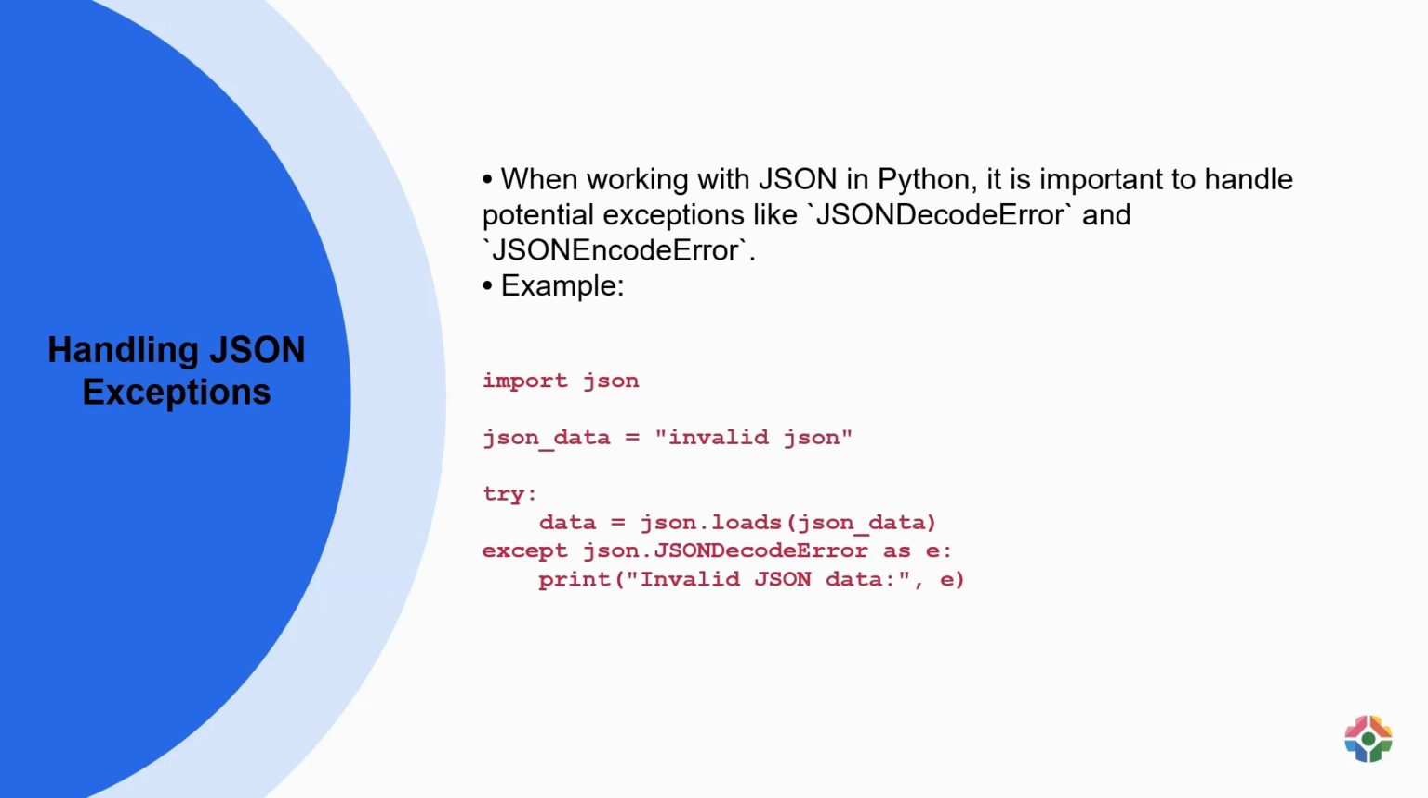2. Create a variable json_data with some JSON data, which may be invalid in this case. 3. Use a try block to attempt decoding the JSON data using json.loads. 4. If the decoding fails due to a JSON decode error, catch the exception and handle it appropriately. For example, by printing an error message along with the exception. By handling these exceptions, your Python program can gracefully manage errors that may arise when working with JSON data.